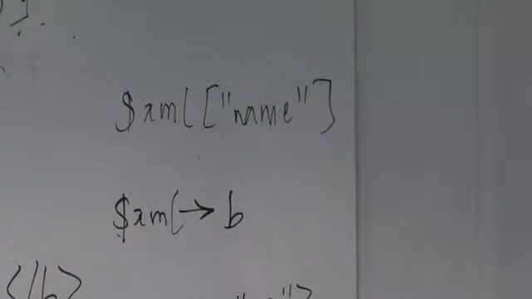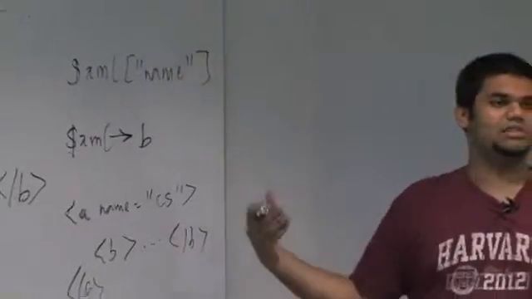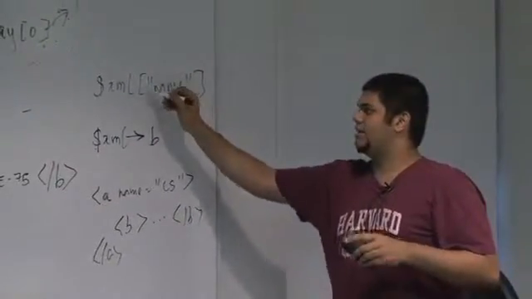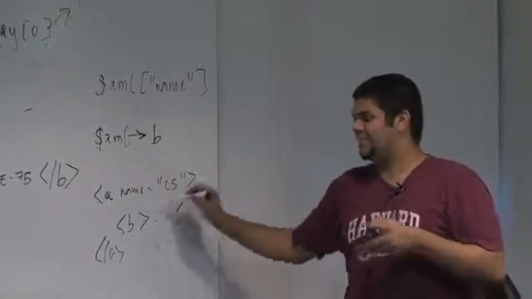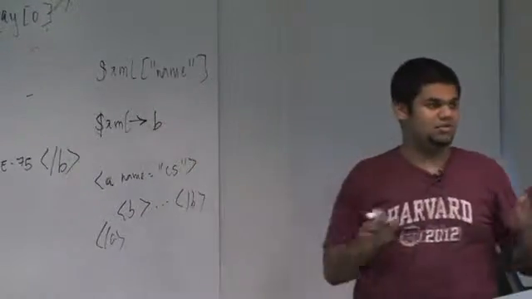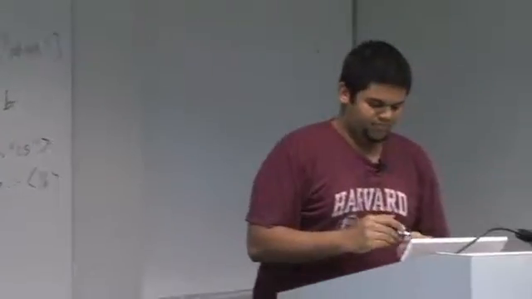Is that clear? So if you want to get at the attribute of an element, you would basically treat it like it's an associative array. So you would just say, give me the name of that. But if you want to get at the child element, you would use the arrow to say B. Right? So this is something I missed talking about last time.